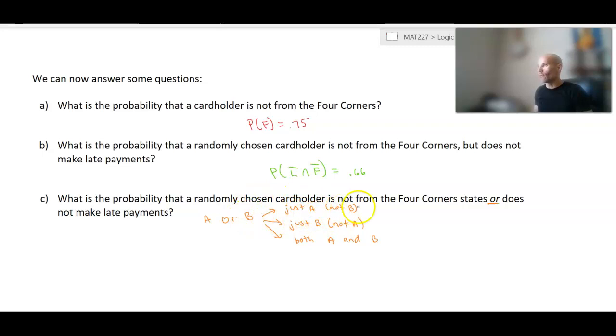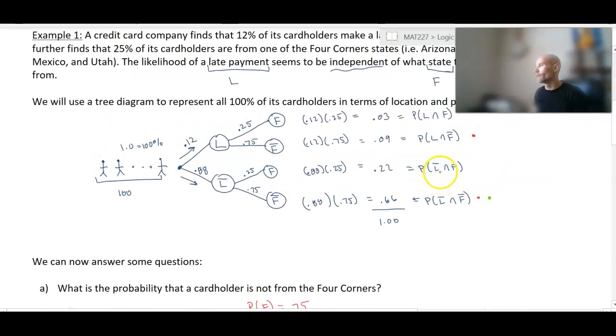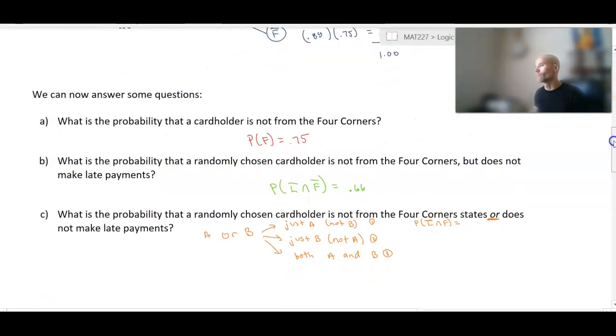So let's figure out who is in this group, who is in this group, who is in this group. So let's look at the people who are just four corners, not late payment. So that's going to be the percentage of people who do not make late payments and who are from the four corners. You can grab that out of our table. Not late payments and from the four corners, 0.22.